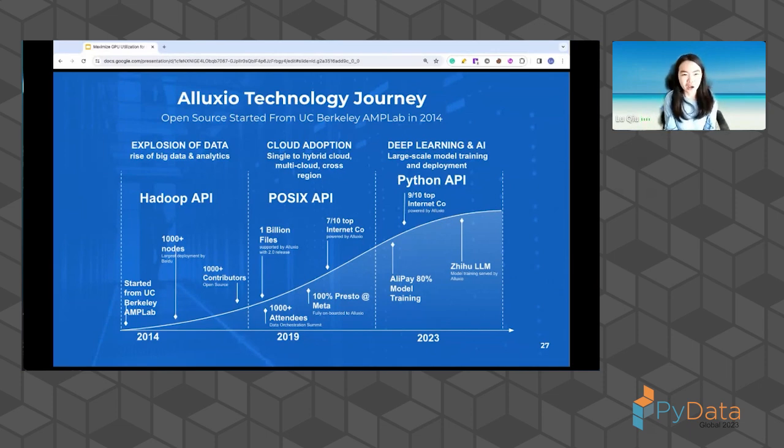And later on, we moved to cloud adoption, multi-cloud, cross-region, and a little bit of AI. That's the time that the POSIX API really shines, because users just want to use Alluxio as a local folder. They don't want to make any changes to their workloads, their scripts, etc. So there was a huge need for the POSIX API. And recently, as AI has taken off, basically all the compute frameworks, especially the AI frameworks, are built around Python. Then the Python API becomes the first-class API in this whole scenario.